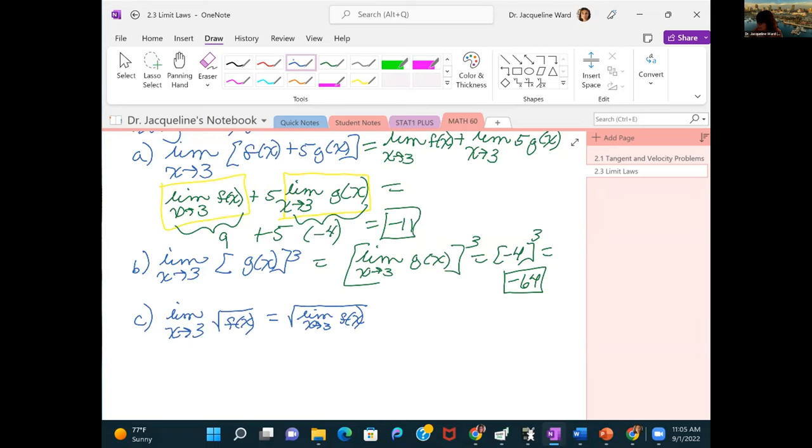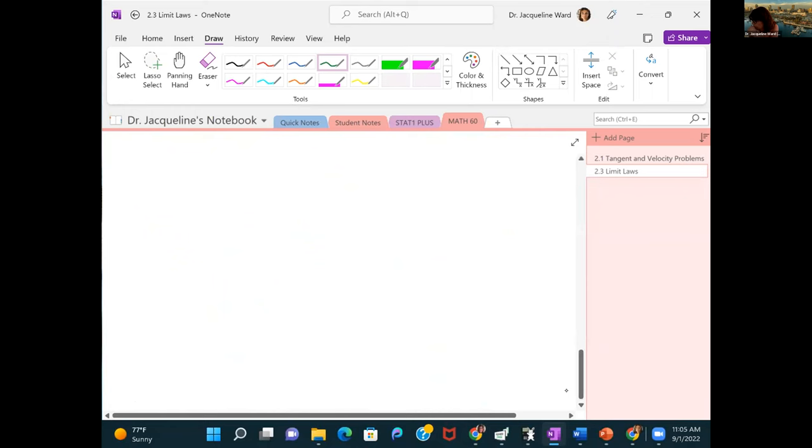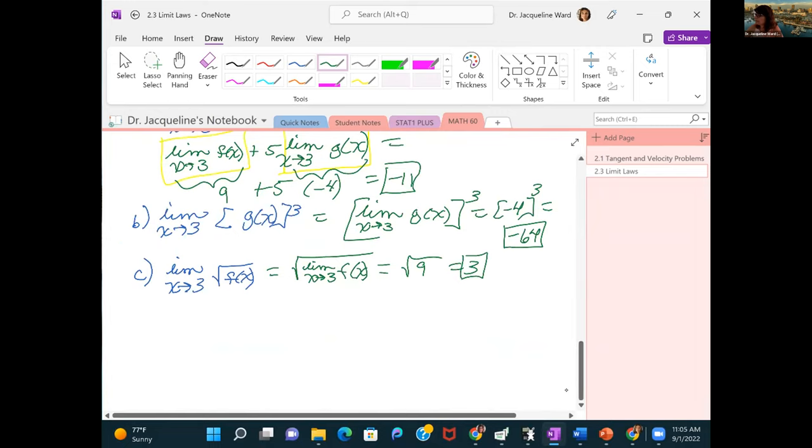Try not to write in green. And the limit as x goes to 3 of f was 9. Sorry. Too much talking for me this first week.